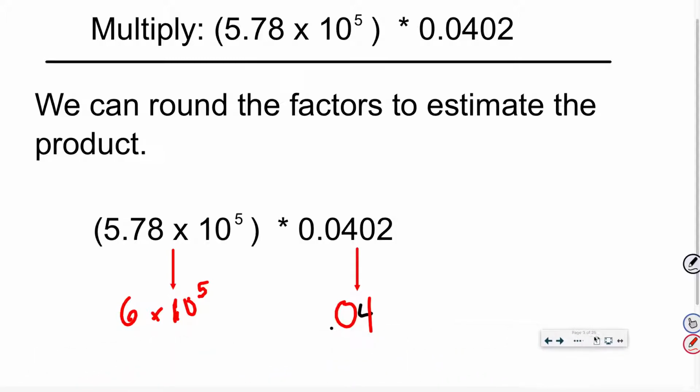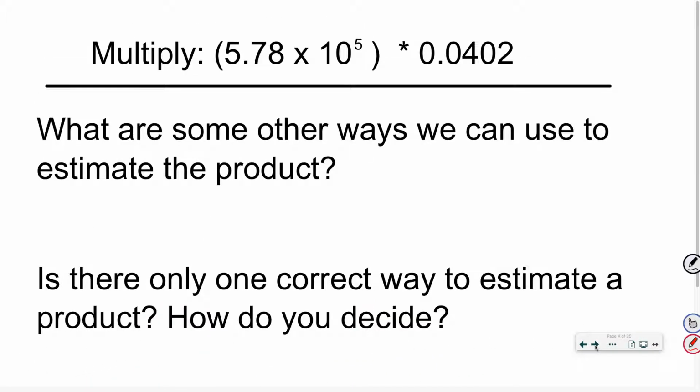And think about why you would estimate. Are there other ways that we could round those numbers? Did we have to round this to 6? No. What else could it have been rounded to? 5.8. Earlier today, someone said 5.75, maybe. Depends on how you like to do your calculations. How about 0.0402? Joe already said you could have done 0.05. We obviously did 0.04. Is there only one correct way to estimate or round?